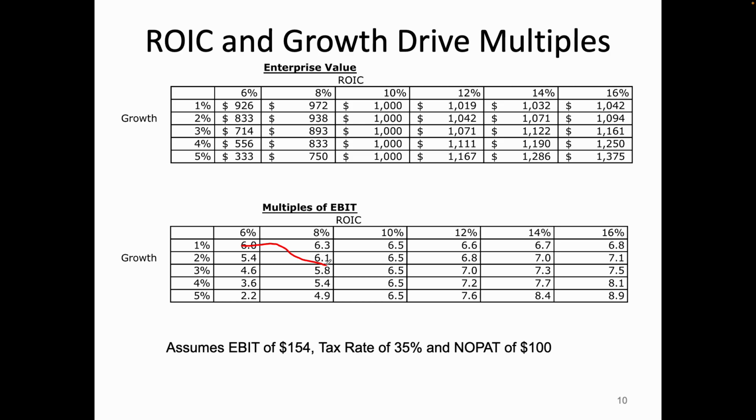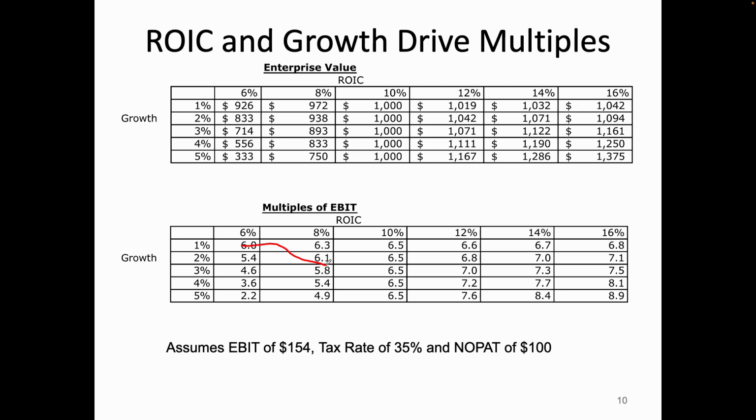But the real point, one level up, both of these are negative spreads. So I know that this company has a negative spread. I know that this company's not expecting a lot of growth at a negative spread, and that's why they're trading at 6 times EBIT. Everybody follow that?